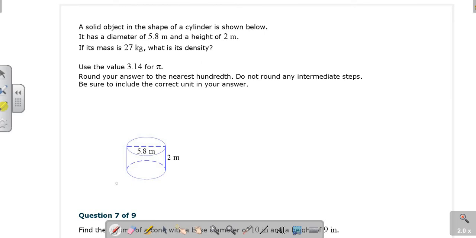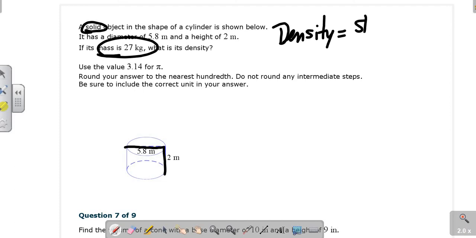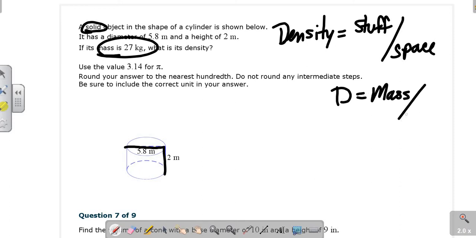Solid object, it's solid, has a diameter of 5.8, height of 2 meters. Its mass is 27. What is its density? Density, just basic definition. Density is the amount of stuff compared to the amount of space. The amount of stuff over the amount of space. The official definition is density equals mass compared to volume. So at some point we need to find the volume here, which we're going to do.